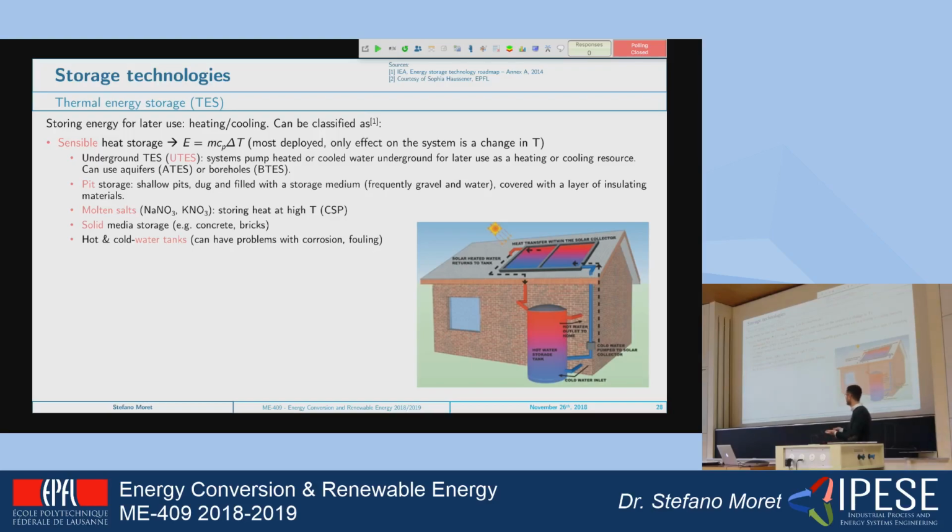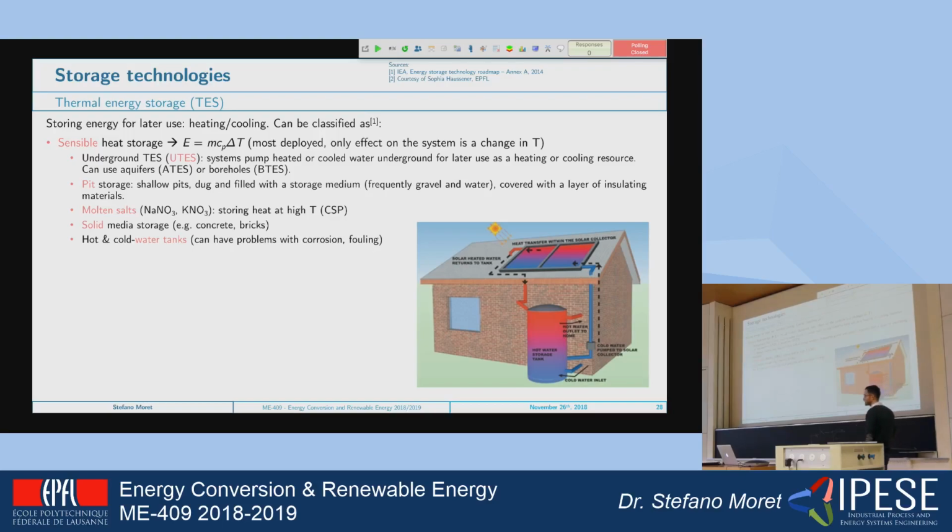We have similar technologies, like pit storage, which is more at the level of smaller use, and basically uses shallow pits that are normally filled with water and gravel to store energy. If we have high temperature heat, so industrial heat, for example, as Professor Hausner showed for concentrated solar power plants, we can store heat in molten salts, which work at fairly high temperature. And again, you use only the sensible heat in this case.